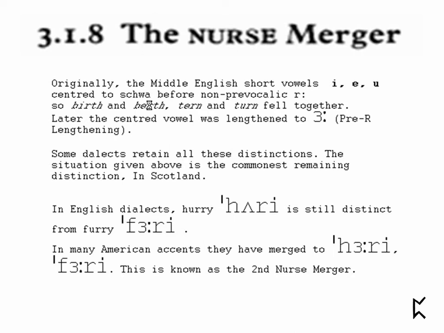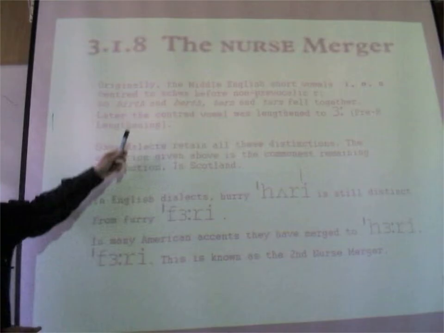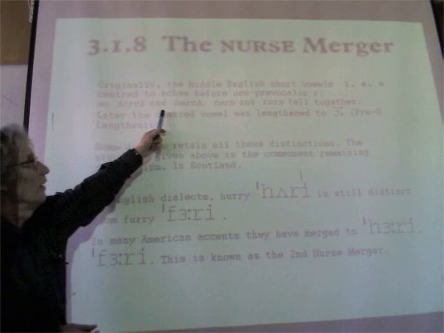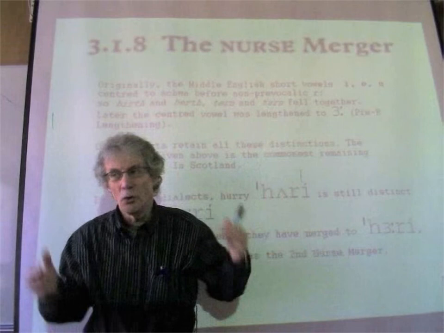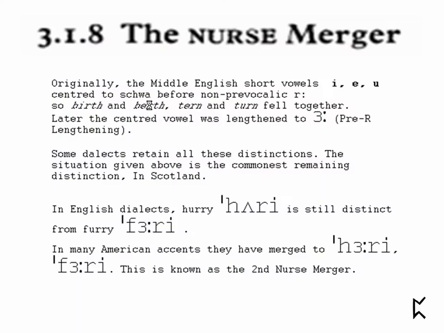In Scotland you can expect to hear different pronunciations of nurse, and they would say birth, birth. Oh, these would probably be the same, but term and turn, term and turn. They've fallen together a little bit, usually get e and a, but still. That only happens when you have R with another consonant, an R which has dropped out in the south. In English dialects, hurry is still distinct from furry. It doesn't happen if you've got R and E at the end or in the middle of it. Hurry is still distinct from furry, but in many American dialects they have merged to hurry and furry, so that is called the second nurse merger in America. It's gone further than in England.